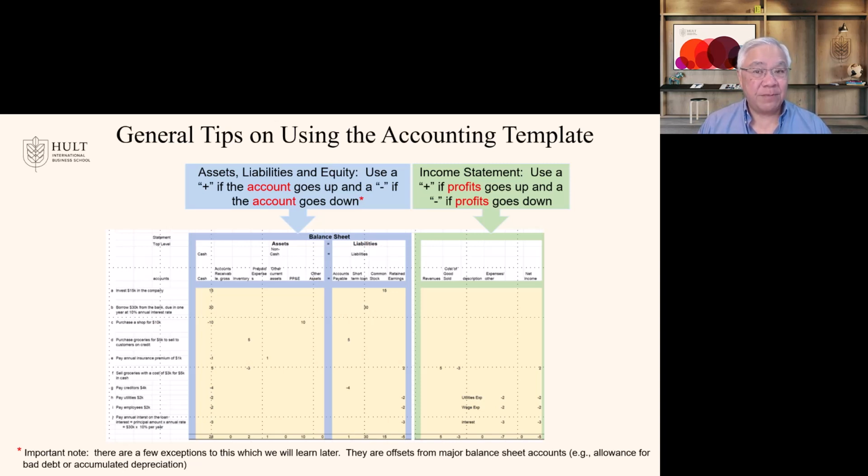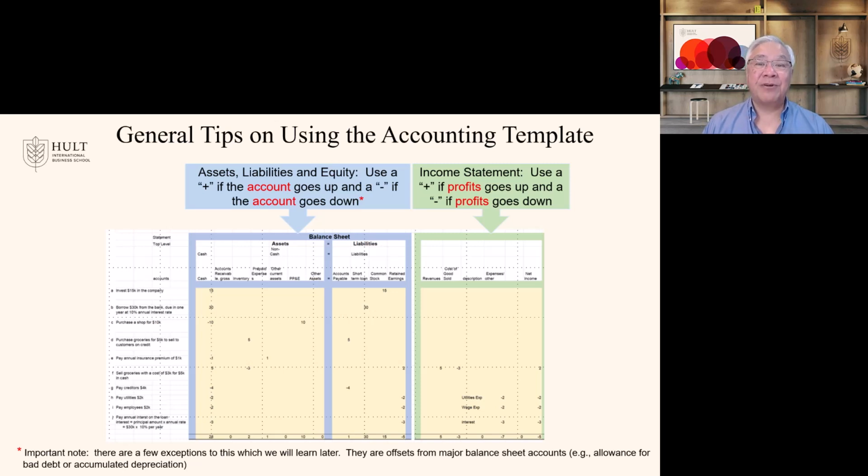Most things it is, but the exceptions are what we call contra accounts, where we do an offset of a particular major account. Those accounts could be accounts receivable, which are offset with allowances, or property, plant, and equipment, which is offset by its depreciation. All right. Now, moving to the right side, the green side, that's the income statement. If profits go up as a result of the transaction, it's a plus. If profits go down as a result of the transaction, it's a minus.